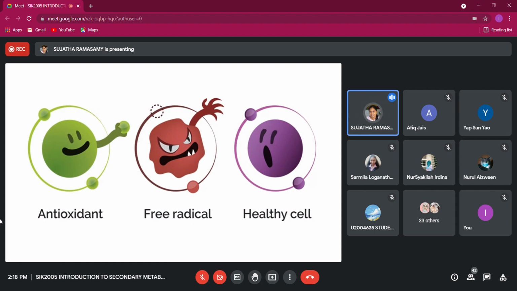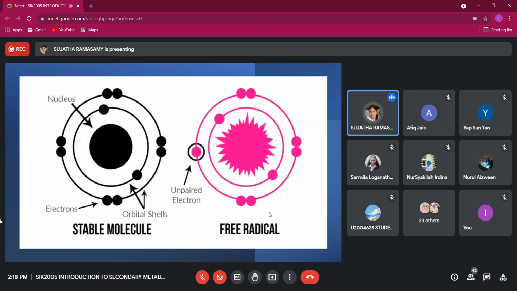Let me introduce one by one. We start with the bad one, free radical. Ideally, stable molecules look like this. They always come in a pair. All the electrons come in a pair. Biasanya sometimes people say berdua lebih baik. Okay, kalau kita duduk seorang-seorang tu, we always feel not stable. We always feel lonely. Same also molecule. When the electrons are in pair, the molecule are more stable.